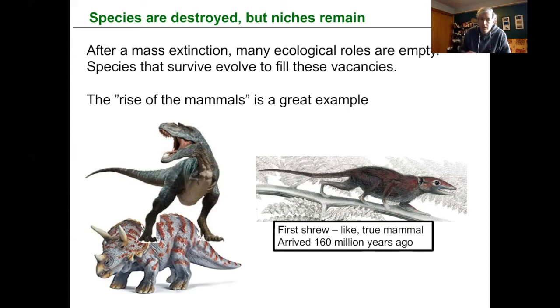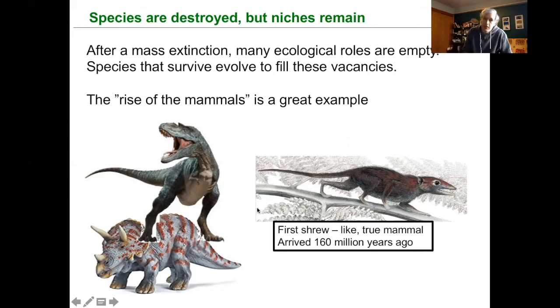So if you remember back to the last mass extinctions, the first sort of shrew-like mammal. A shrew is a little insectivorous beastie about this big. The first mammals all looked like that. They were all insect eaters and they were tiny shrew-like things, about the size of a mouse, but they ate insects. So the first shrew-like mammal evolved and arrived on Earth about 160 million years ago.